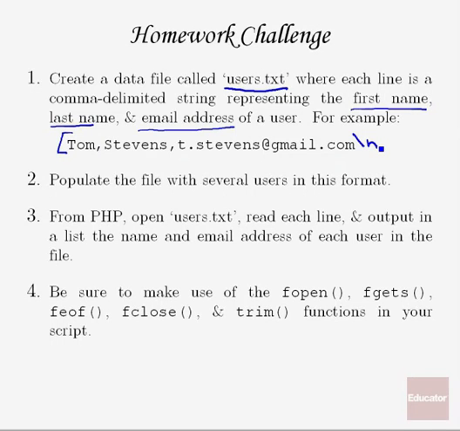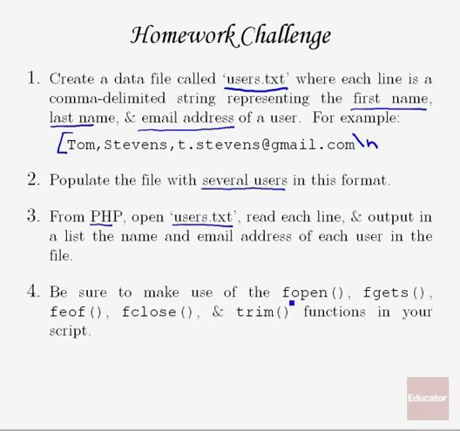You won't see it here, but there will actually be a new line character. You'll go to a new line and add another first name, last name, and email address for a particular user. So go ahead and populate this file, users.txt, with several fictitious users, just for use in this example. And then from a PHP script, open this users.txt file, read each line, and then output, after reading each line, the name of each user and the email address of each user. So you're going to have to make use of that explode command that we used.